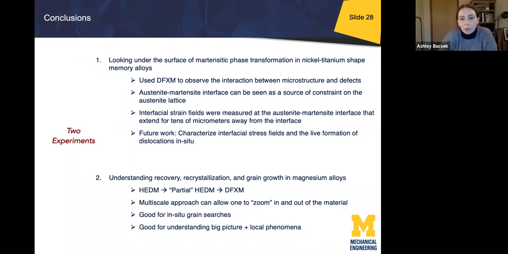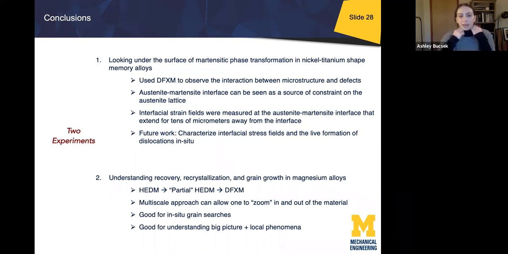And then in the future, we want to try these experiments with in situ loading so that we can image these stress fields, image the austenite and the martensite on both sides of the interface, and watch the live formation of dislocations.